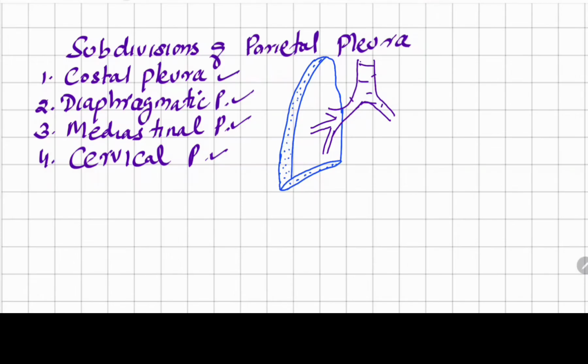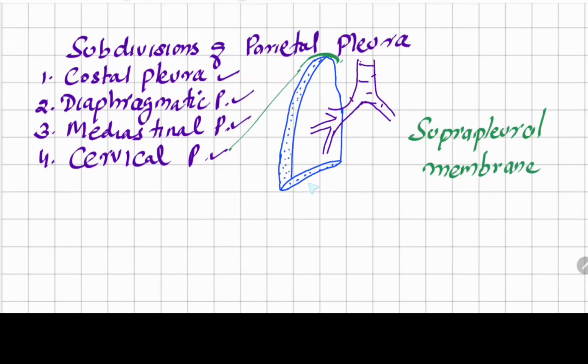The pleura which lines the apex of the lung is known as the cervical pleura. Remember, the cervical pleura is lining the apex of the lung. Above the cervical pleura, there is a related structure known as the suprapleural membrane. Remember, the suprapleural membrane is related to the apical pleura.